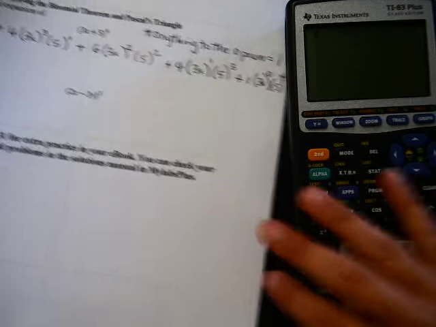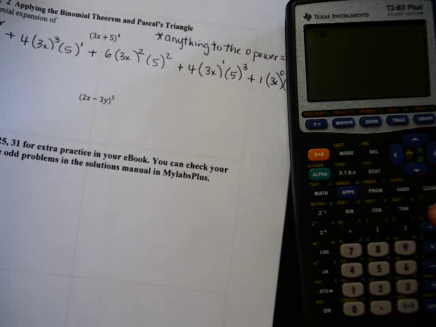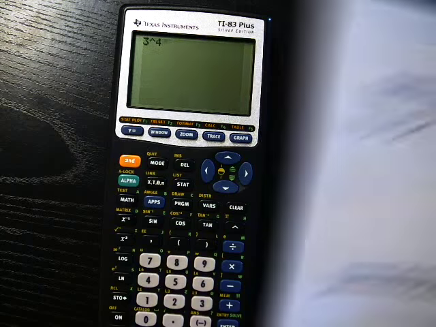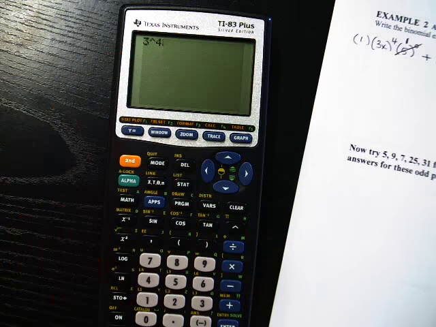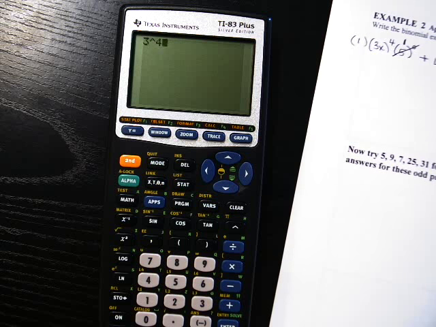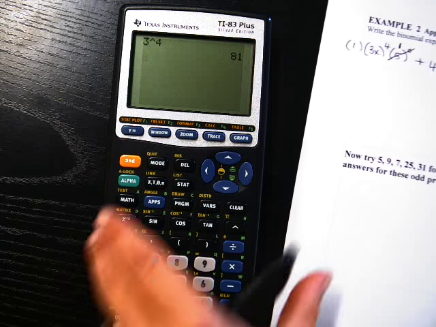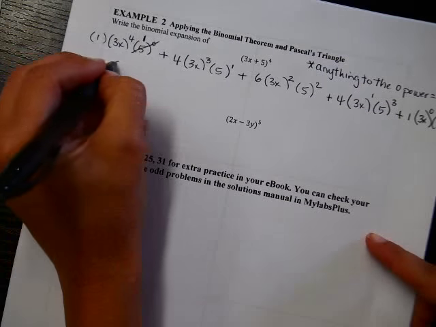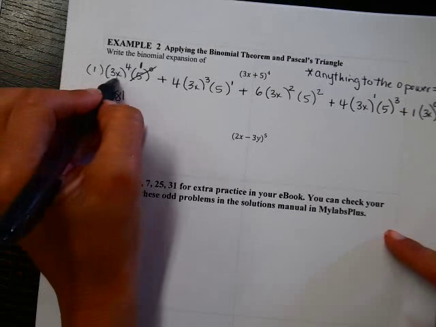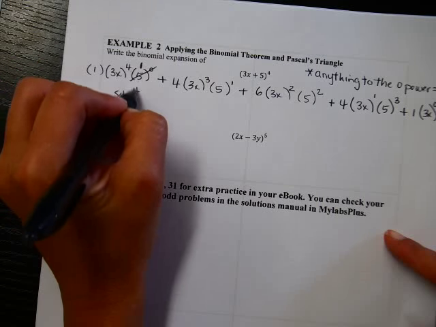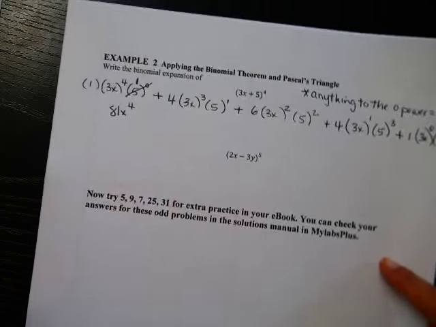So what you have left is 3 raised to the 4th power. You see, exponent means 4. And then it's just times 1. So that's going to be 81. So your first number is 81. And then you go back and do the variables. X to the 4th. Do the same thing here.